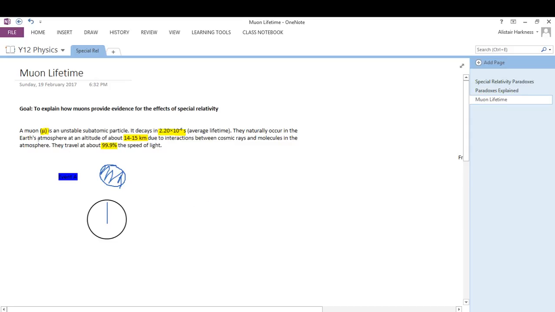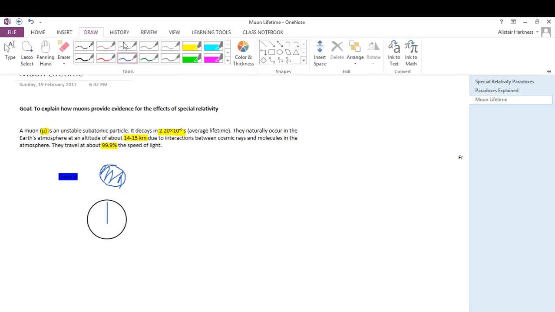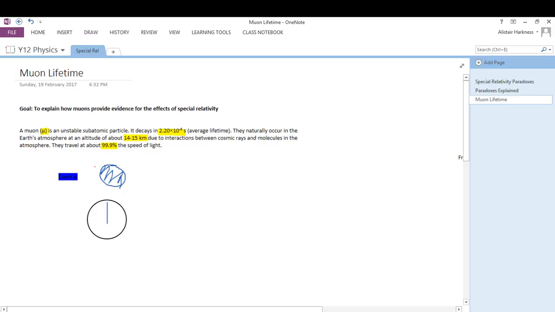Now, let's say we're in the reference frame of the muon, which means its position isn't changing. But sometime later, in particular, on average 2.2 times 10 to the negative 6 seconds later, that muon then decays, or it dies. So let's say that is event B. So I'll just do that here, event B.